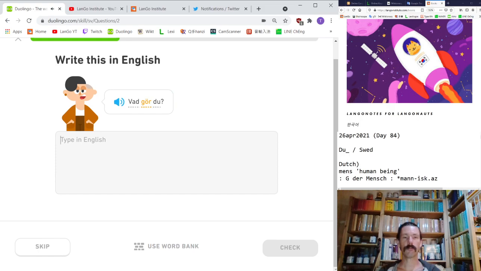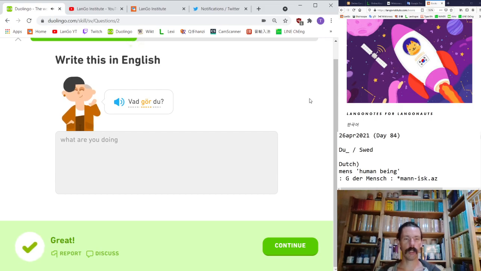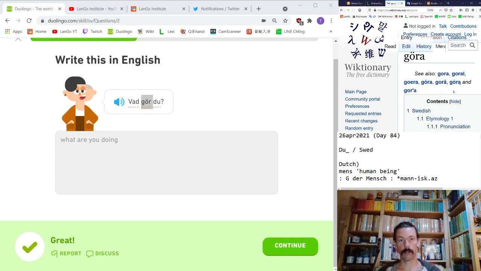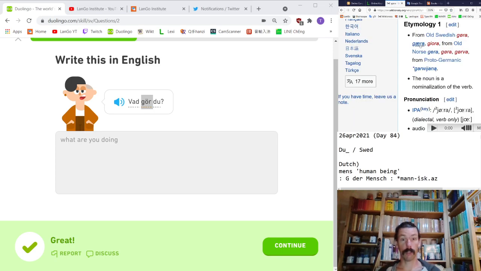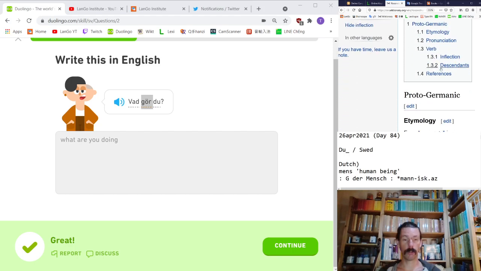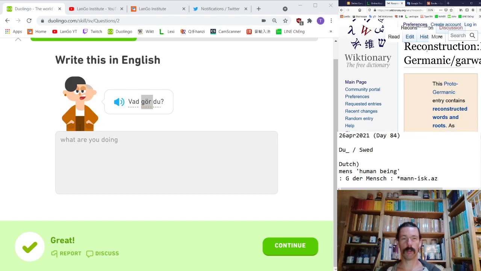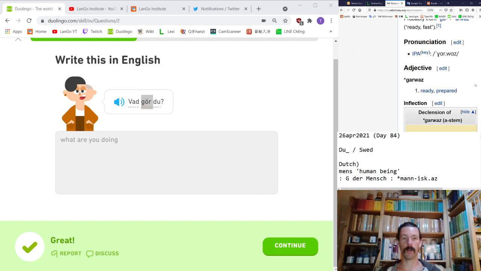Vad gör du? What are you doing? Now this göra, to do. I wonder if it's related to gear, the noun, like equipment. Okay. Göra, göra, göra. Old Norse gera, göra, görva. Garviana. The noun is an opposition of the verb. Garwas, to prepare. Garviana. Garwas, ready. And so we could have gear connected to Garwas. How nice.